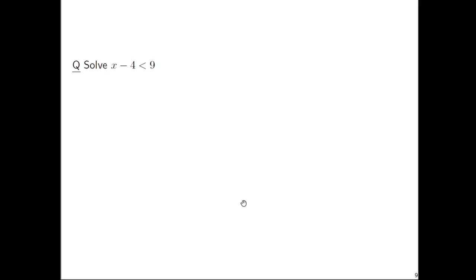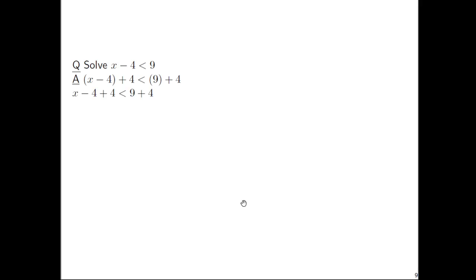Let's solve the inequality x minus 4 is less than 9. It'd be most appropriate to wrap the original left side and the original right side in parentheses, and then add 4 to each side. Now, adding a number on both sides, whether positive or negative, is not going to flip the symbol. So, we still have a less than symbol.